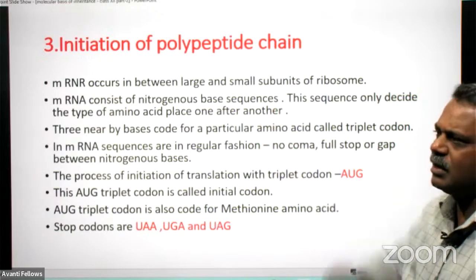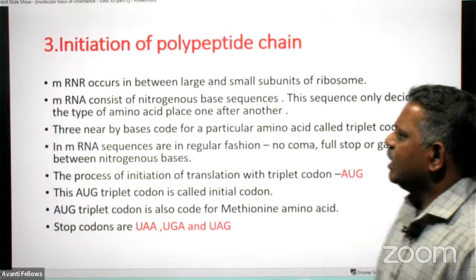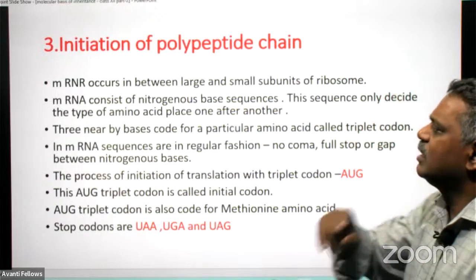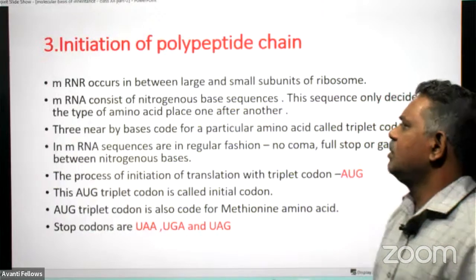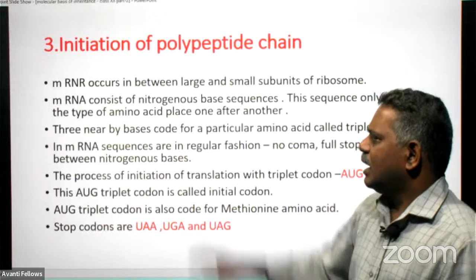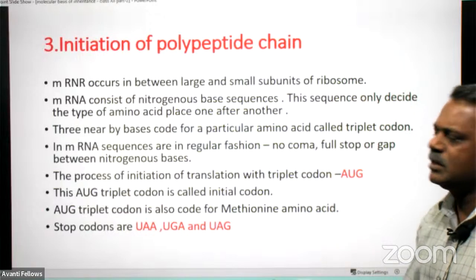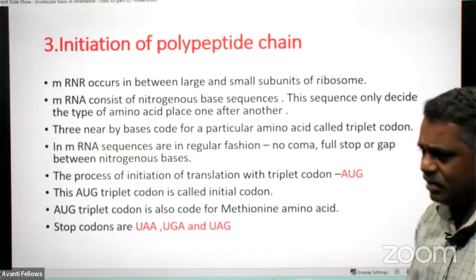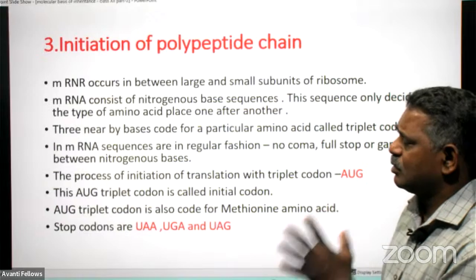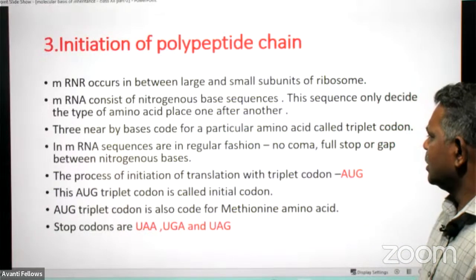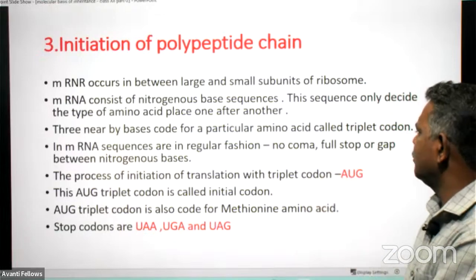Ribosome is having rRNA. mRNA consists of a nitrogenous base sequence. This sequence only decides what type of amino acid will be placed one after another, and 3 nearby bases code for a particular amino acid, called as what? The triplet codons. 3 nitrogenous bases in the mRNA act as a code for a particular amino acid. We call it as what?